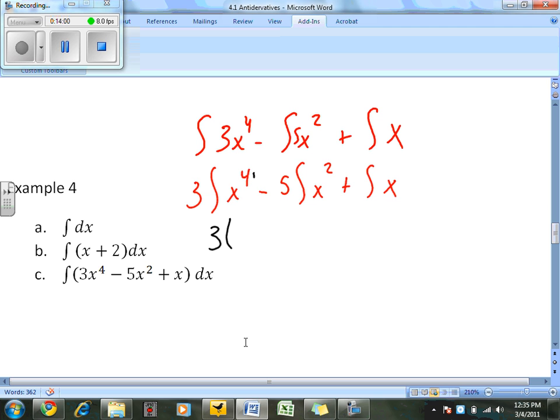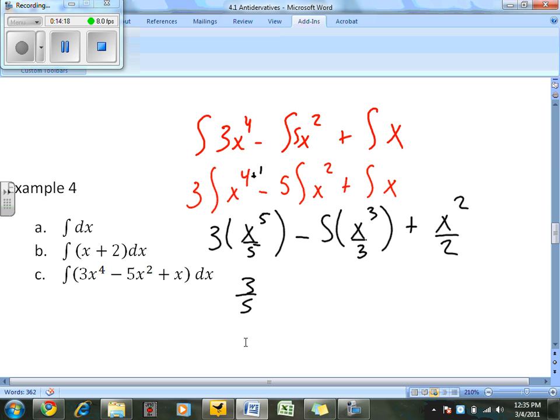Well, when we take the integral, we're going to have 3 times the integral. So we increase my power by 1, divide by my new power. So I'm going to have x to the 5th over 5 minus 5 times x to the 3rd over 3 plus x squared over 2. And again, we'll simplify here. So I'm going to have 3/5 x to the 5th power minus 5/3 x to the 3rd power plus x squared all over 2.